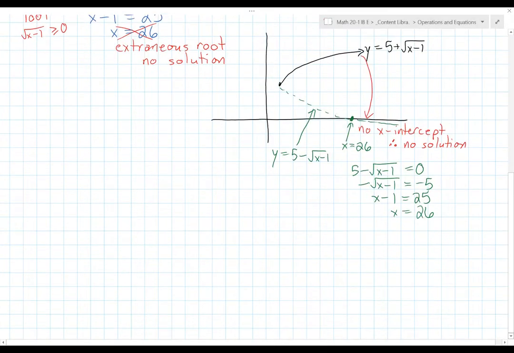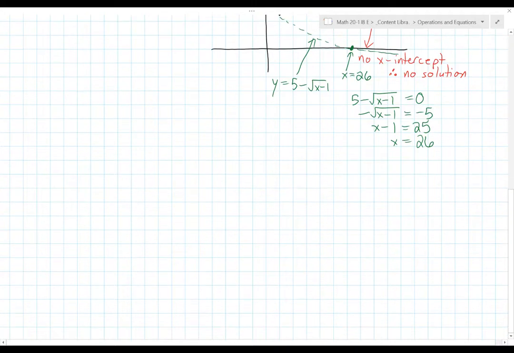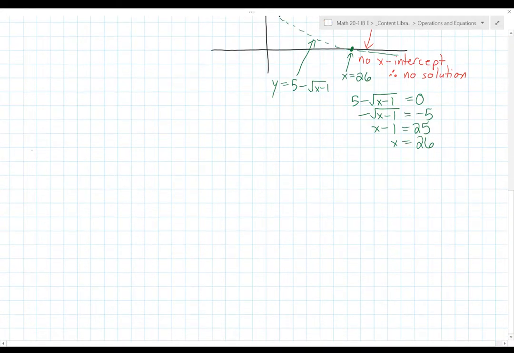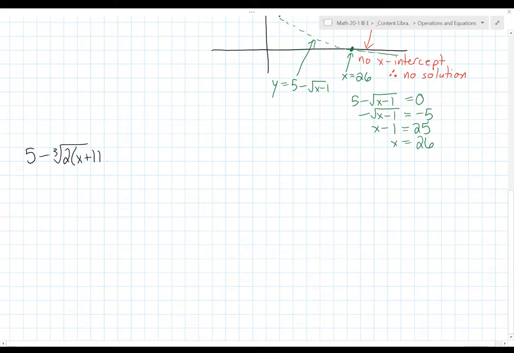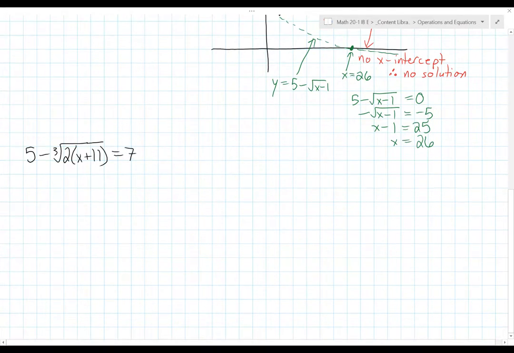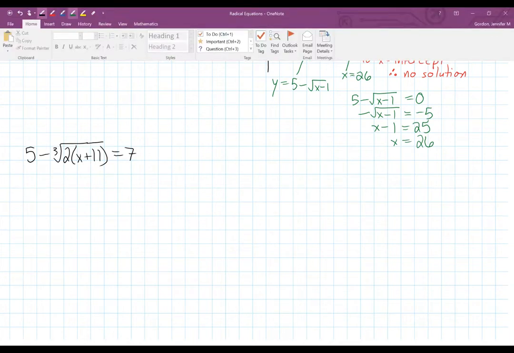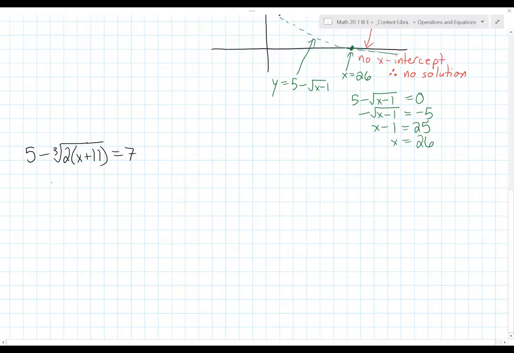So moving on to a cubed root, let's say I have the equation 5 minus the cubed root of 2, and then in brackets x plus 11, all equals 7. The extraneous root thing doesn't occur with cube roots, because cube roots don't have a principal root and a negative root. Cube roots have whichever sign they have. So I go about it the same way, though. I'm going to go ahead and isolate the radical part of this.